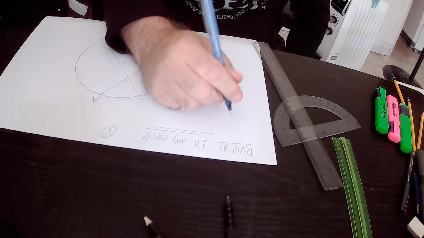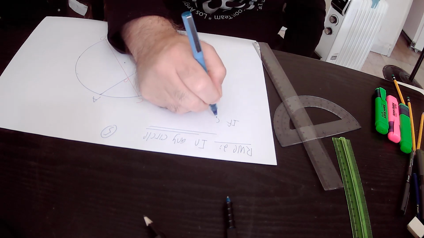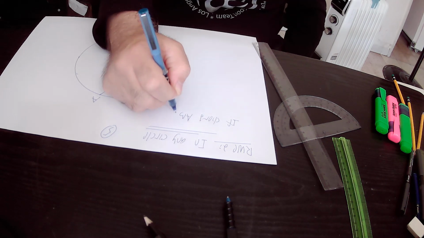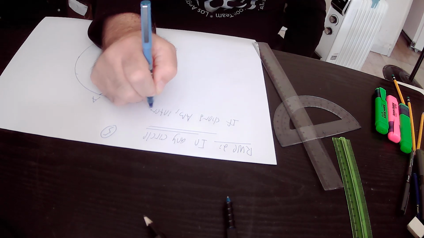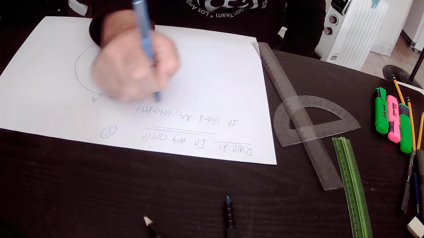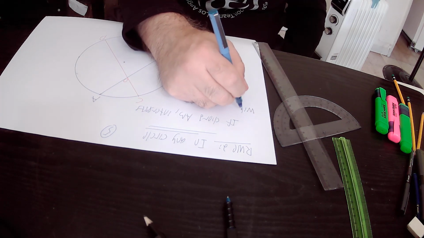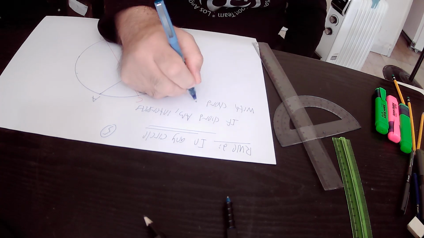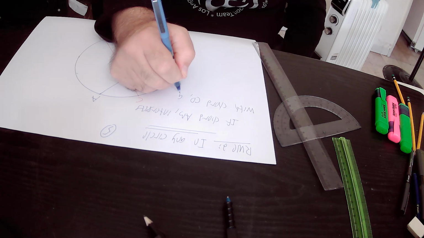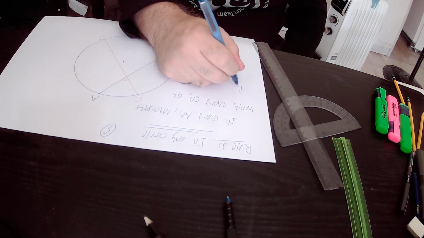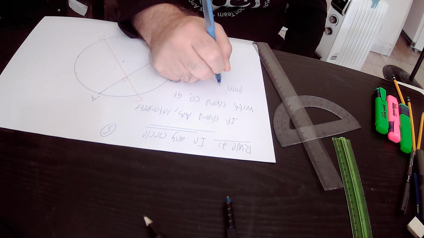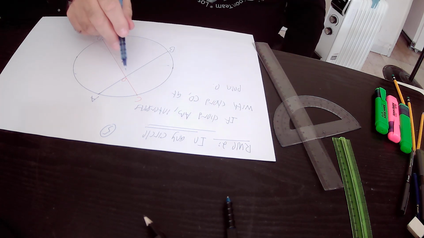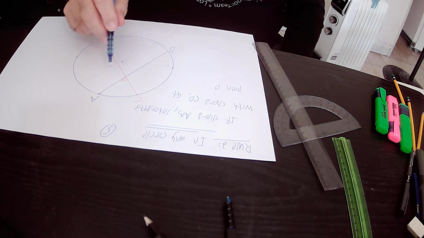If chord AB intersects with chord CD at point O, you can see here that chord AB intersects with chord CD in the red line at point O. Point O is the intersection point of the two chords.